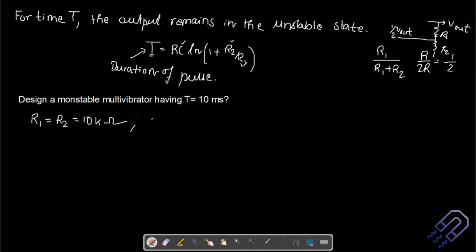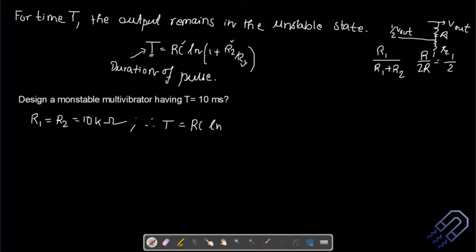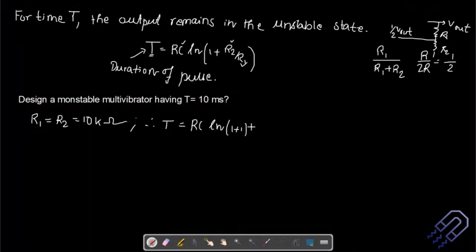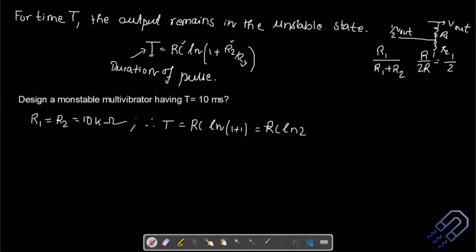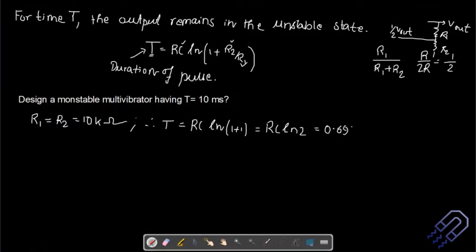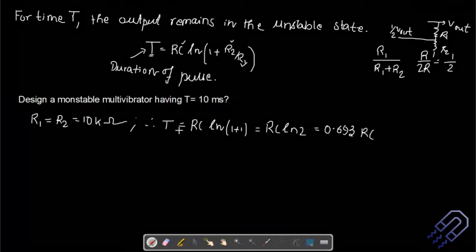So therefore what we can do is write down T, and T would be nothing but RC ln of 1 plus 1, both being equal, R1 and R2. So we can simply say this is RC ln of 2, right? We already know ln 2 is 0.693. If you remember the formula for half life, ln 2 is used there, 0.693 divided by lambda. This is not the time period, sorry. This is the duration of the pulse.